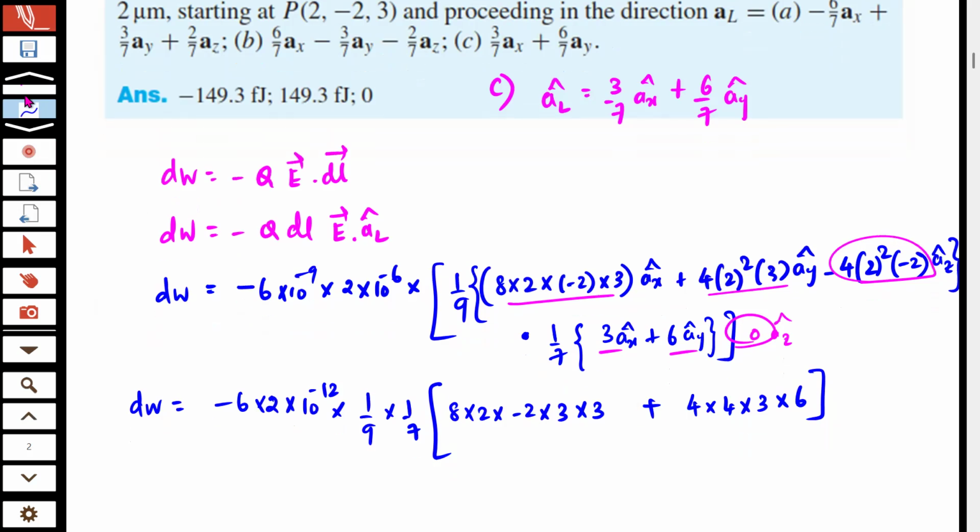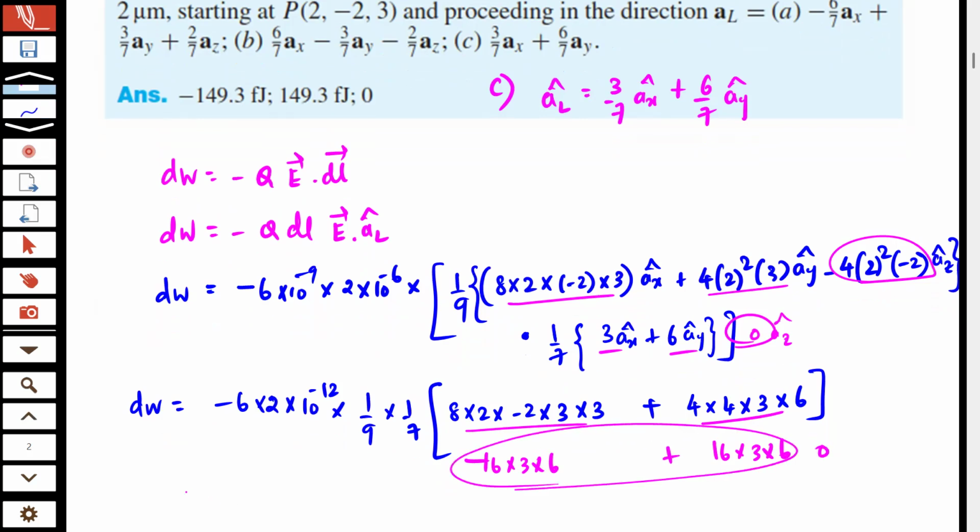So what you will be getting, I will write here shortly. 16 into 3 into 6. So similarly here also 16 into 3 into 6. So this is minus, this is plus. That is going to give 0. So the total work done in this case is becoming dW is equal to 0 joules. So the net work done for the third direction is 0 femtojoules also you can write, because the power is 10 power minus 15. I have wrongly written as 12. This is 10 power minus 15 femtojoules.